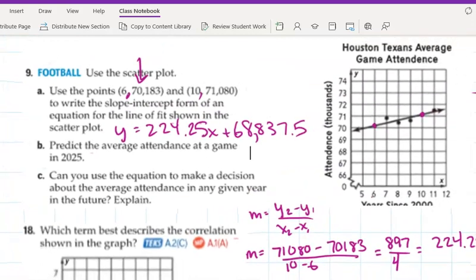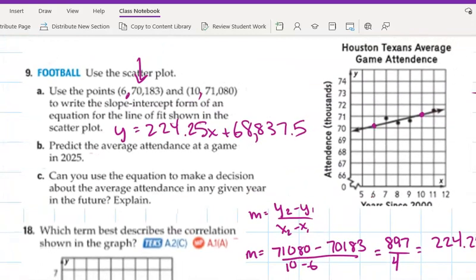So that's part A. Then it says to predict the average attendance at a game in 2025. Well, let's look at what they've done. These are years since 2000, so this is really 2005. This would be 2009 and 2012. So since the x value in this, we chose to just use these numbers, like 6 instead of 2006. We want to know the average attendance, which is the y value.